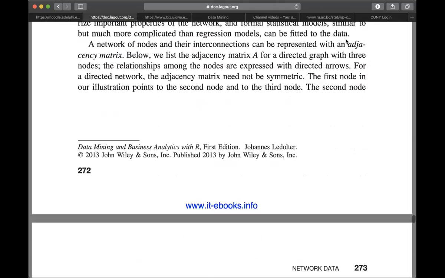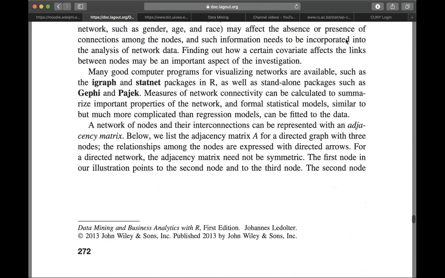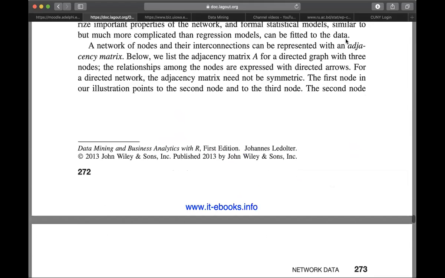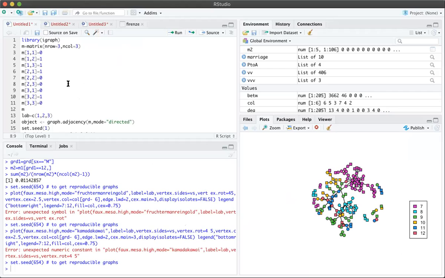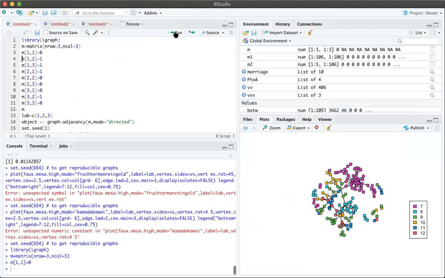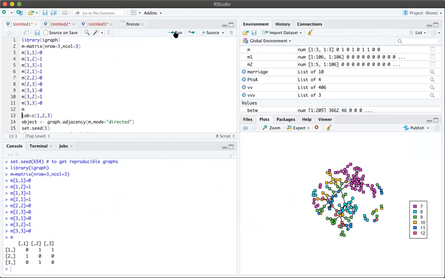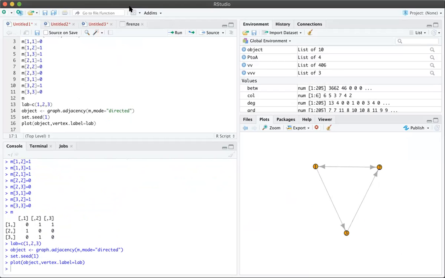The first example is marriage and power in 15th century Florence. Before we get to that, we can look at a node example, where we have a matrix with 1 through 3, and we have that matrix where we set zeros and ones. And we could plot it just as well to show the ones, twos, and threes and how they're interconnected.